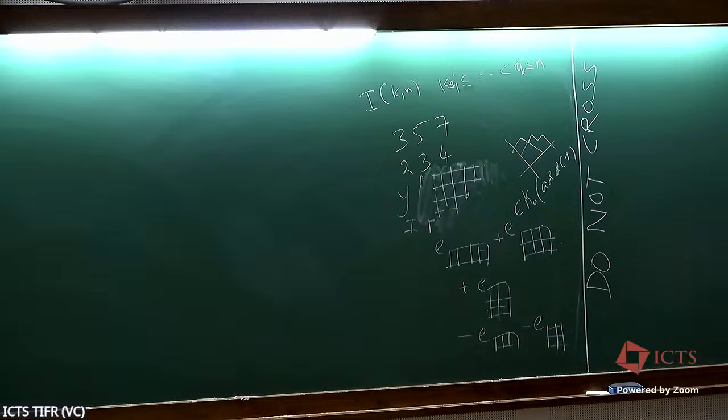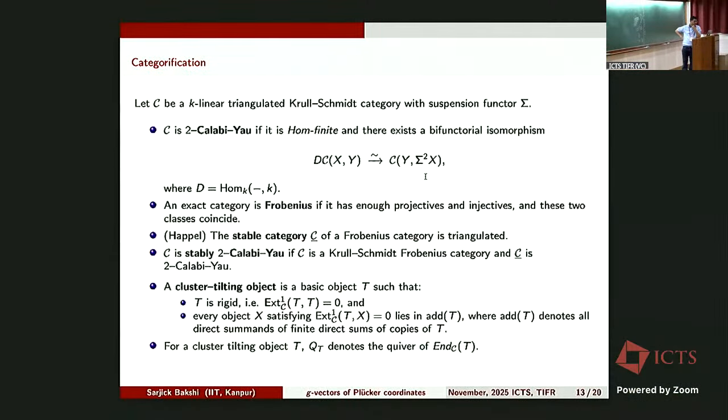The proof comes by categorification. So let's go to the language of categorification. C is 2-Calabi-Yau if it is Hom-finite and there is a bifunctorial isomorphism between Hom of X,Y and Hom of Y, sigma squared X. Sigma is the suspension functor, or shift functor, in a triangulated category. An exact category is Frobenius if it has enough projectives and injectives and they coincide. Then Happel showed that the stable category of a Frobenius category is a triangulated category.